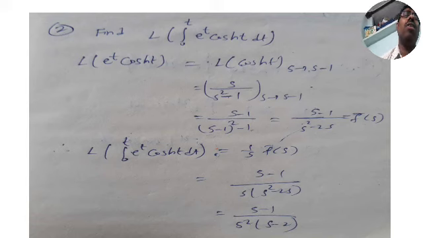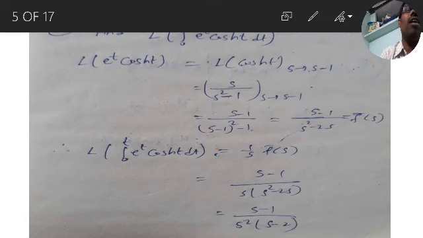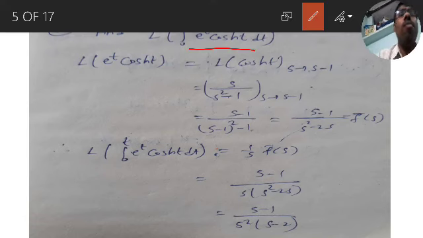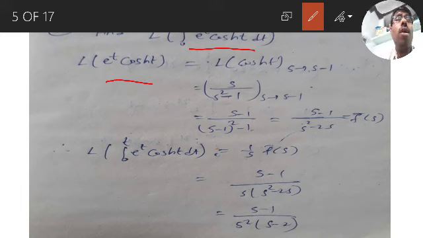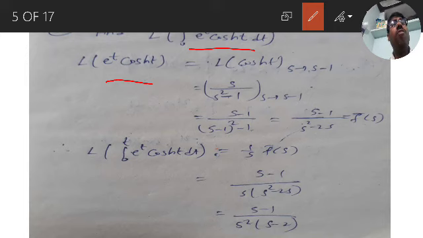So what is f of t? The function inside the integral is our f of t, that is e power of t into cos h t. So cos h t is multiplied by e power of t. Which method again? The first shifting theorem. So within the Laplace transform of an integral of a function, we are using our first shifting theorem. That's why these problems are important in examination.